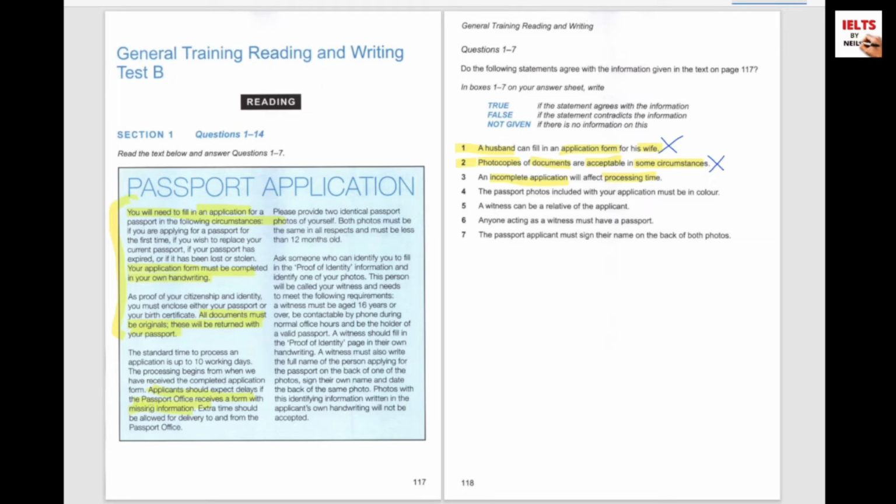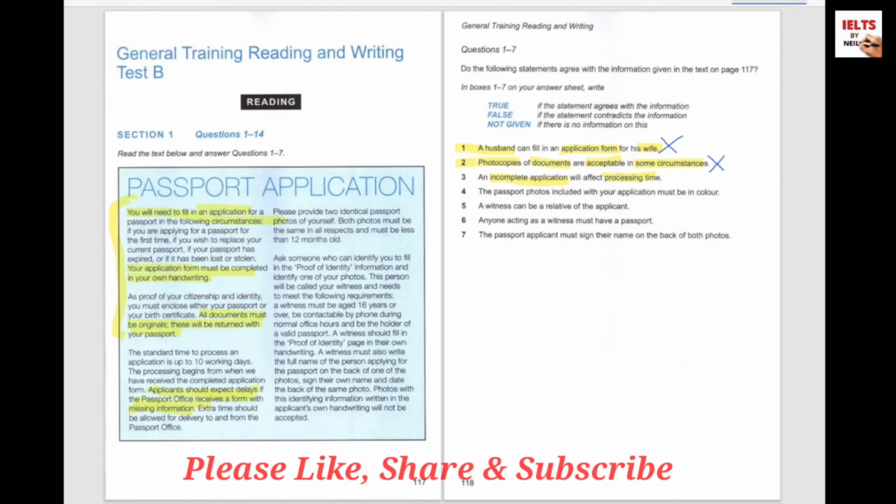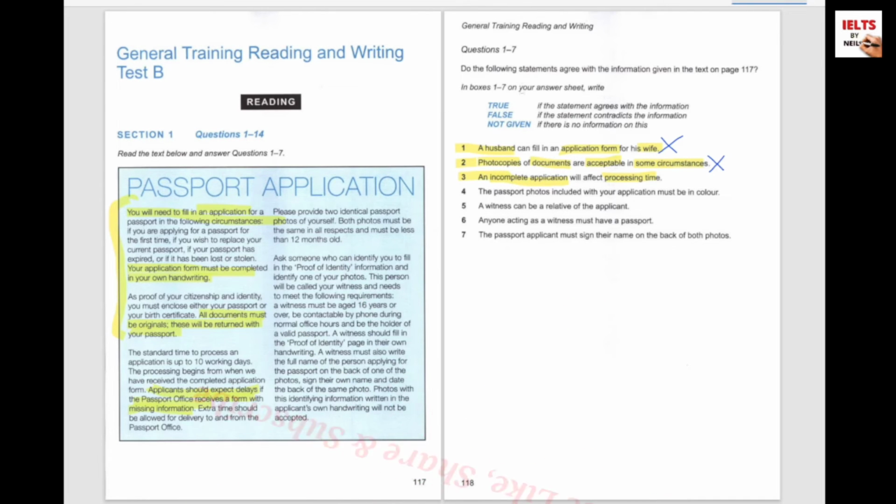So here the text is saying that applicants should expect delay if the passport office receives a form with missing information. Means if the information is not complete, you might expect a delay in your application. And the question here is saying an incomplete application will affect the processing time. Means that is correct, because incomplete application will delay the time. You will have to wait for longer time. So this question here is matching with this information, so this is true.